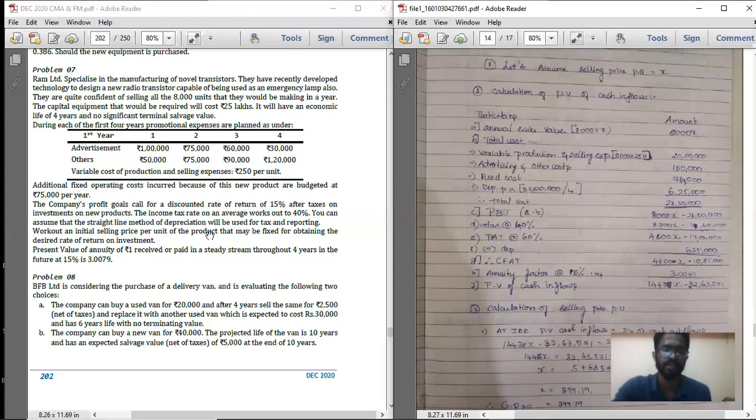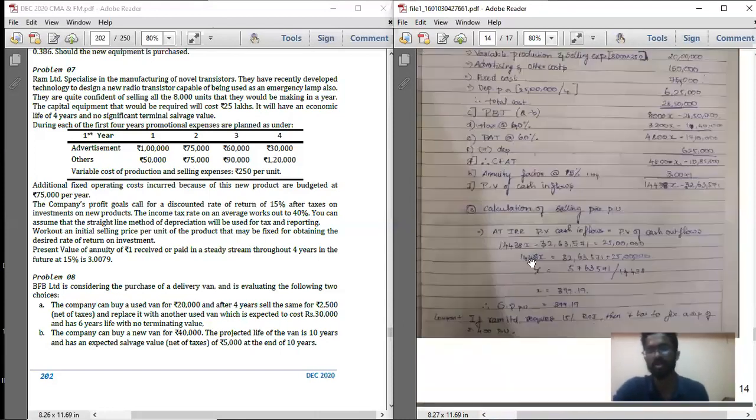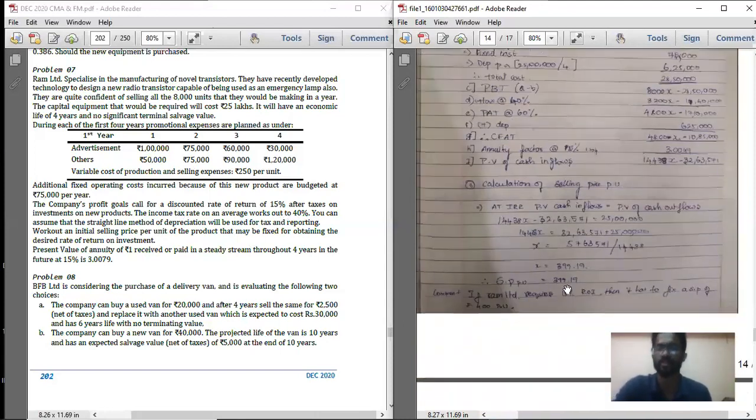So simple. Here they have given the different costs, and the selling price is the sales value. By multiplying 8,000 into X, we can find the sales value. Deducting both, we get PBT. Taking off the tax, we get PAT. To that, add depreciation and you get CFAT. Multiply it with the annuity factor at 15% for 4 years, because the IRR given is 15%. At IRR, the present value of cash inflow is equal to the present value of cash outflow. Using that formula, you can easily find X, the selling price per unit.